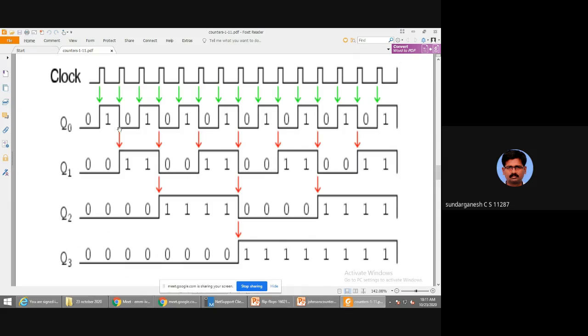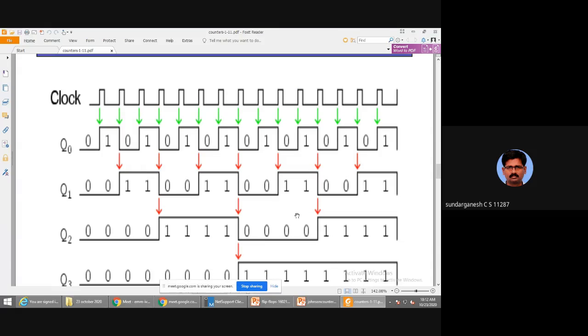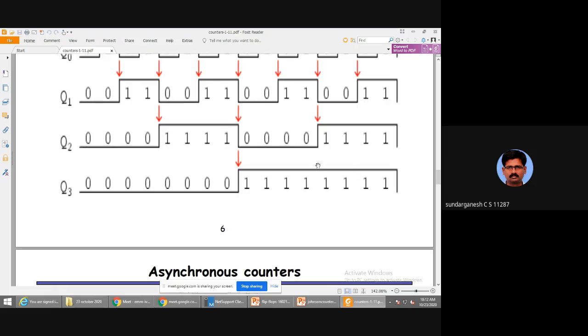Here, 1 to 0 is a negative edge, so it changes. 1 to 0 negative edge, 0. 0 to 1 here, negative edge. Here there is a problem.